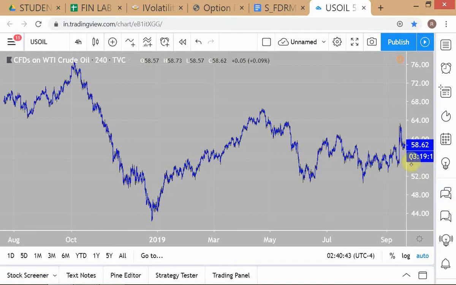So anyway, Chuk wants to buy, so let's buy at 58.60. I'm buying oil futures, and I'm putting a stop here, let's say at 54 or whatever. So we are buying at 58.60, putting a stop at 54. So we've solved our buy-sell decision problem, right?